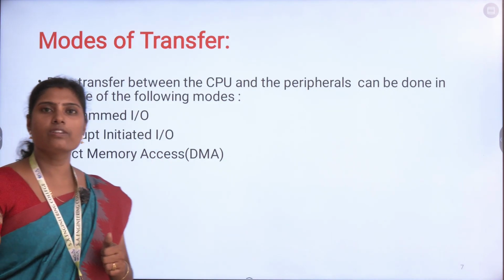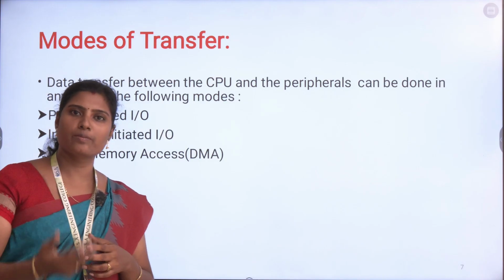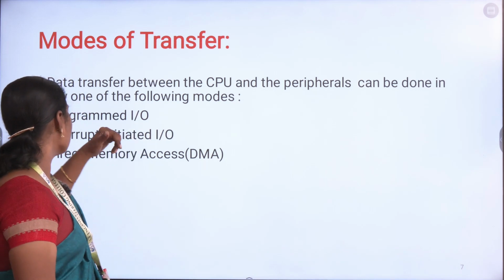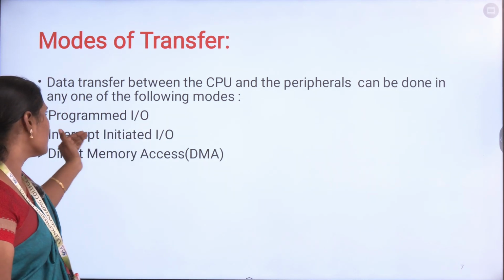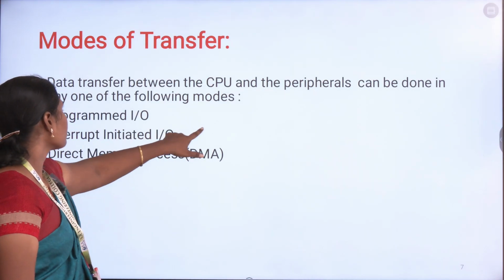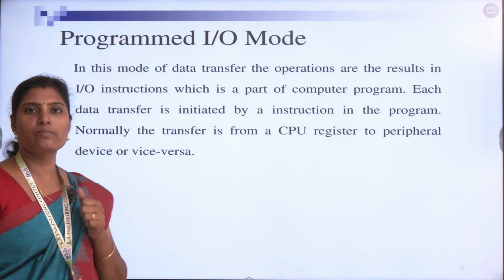So now we will see the different modes of transfer, how data is communicated between the CPU, the main memory, and the peripheral devices. The first type is programmed input-output, then interrupt-initiated input-output, and direct memory access, that is DMA. First, we will see the programmed input-output mode.